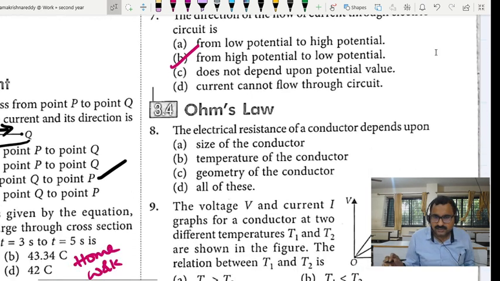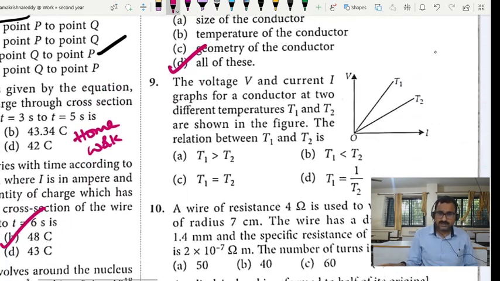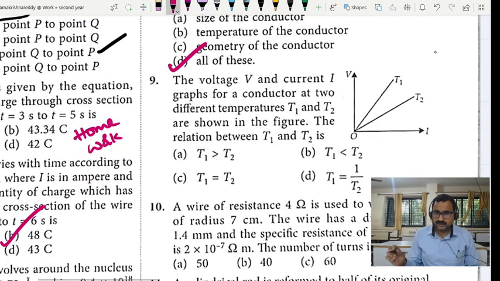Next, this is already discussed. Electrical resistance depends on what factor? Dimensions of the conductor, material, as well as the next one we also discussed, temperature. So size, geometry, and temperature, it is all of this.